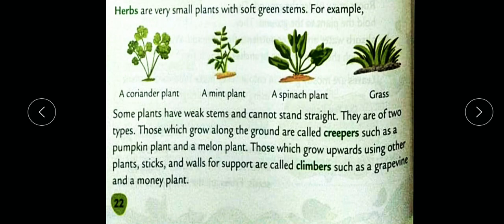Next, herbs. Herbs are very small plants with soft green stems. For example, coriander plant, a mint plant, a spinach plant, grass.